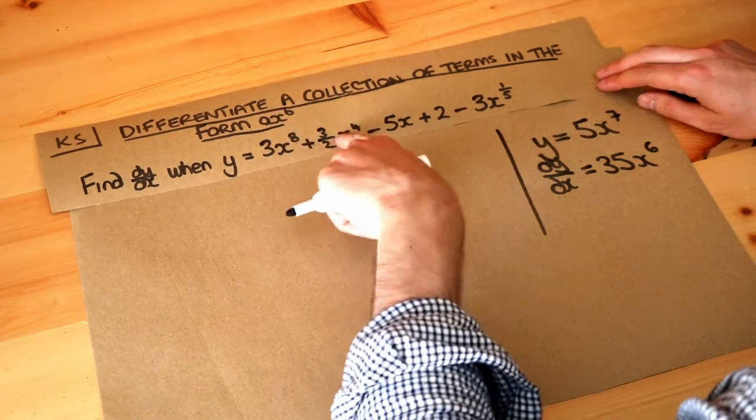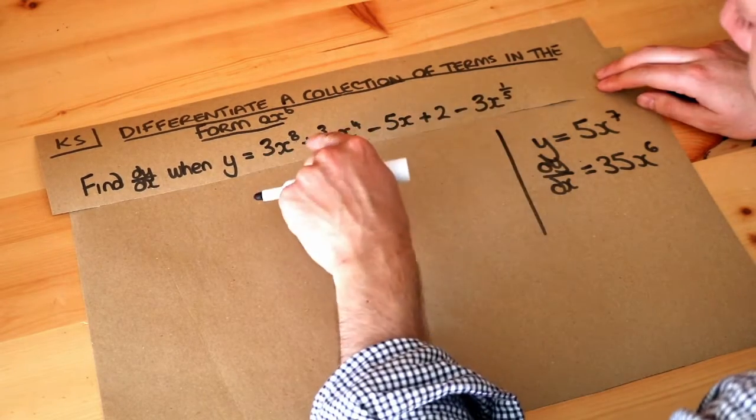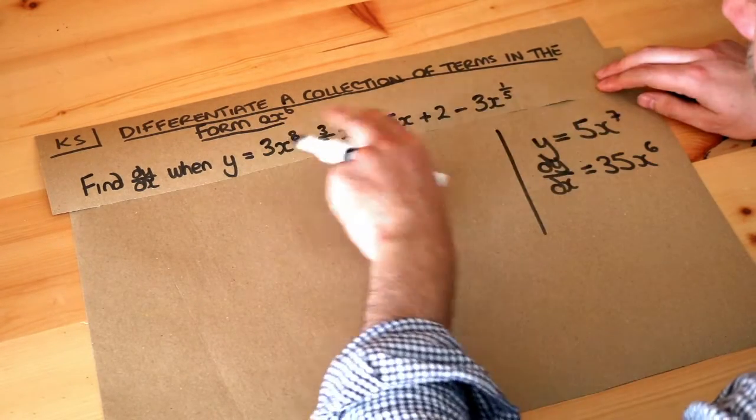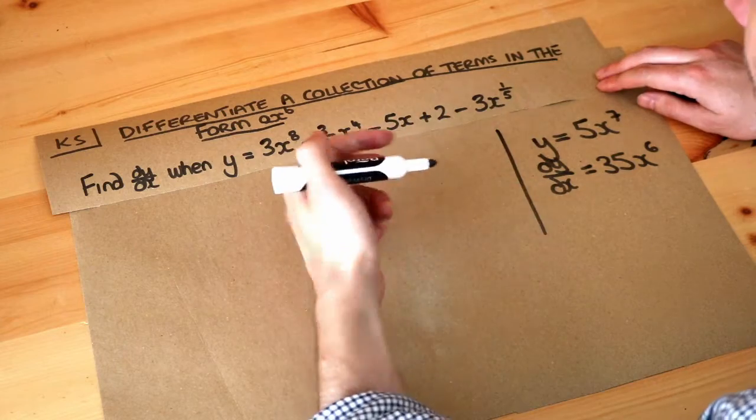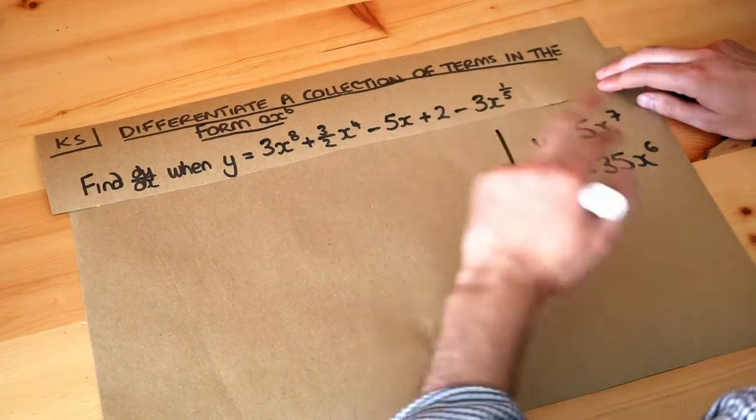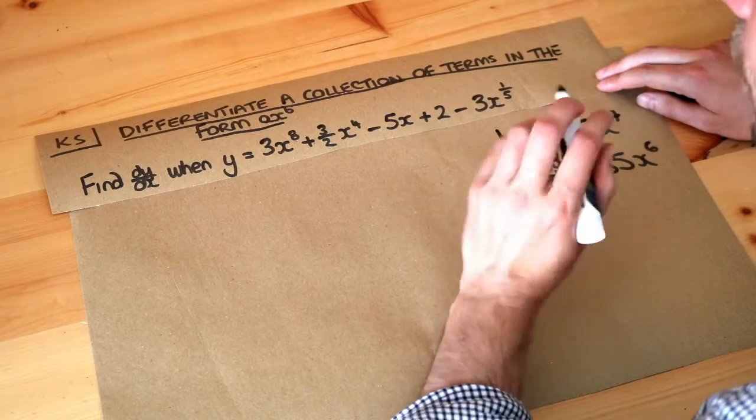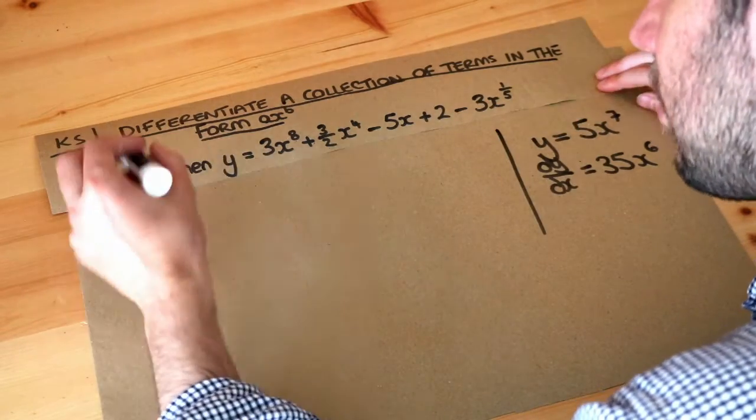Now, if you have a collection of terms like this, which are being added or subtracted together, not multiplied, if you're multiplying terms, there's a different rule from that, which we'll explore later. If you're adding or subtracting these, you can just differentiate them one at a time. So, let's do one at a time here.